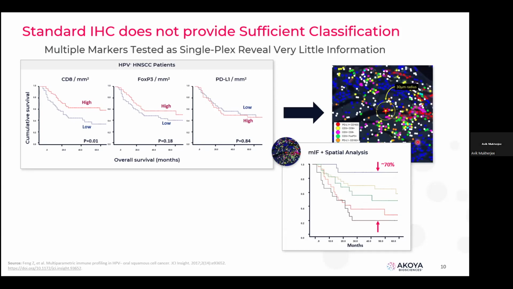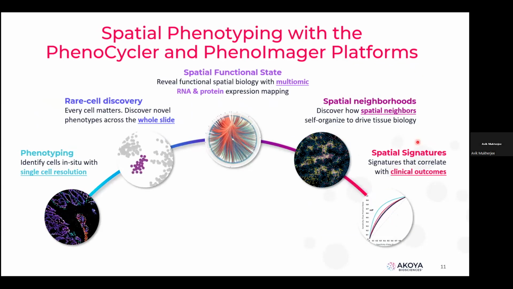So not only knowing how many cells, where they are, the exact precision location of them, and the physical interaction between different cell types can determine your disease state. And that kind of gives you this whole arc of spatial biology from spatial phenotyping to signatures.